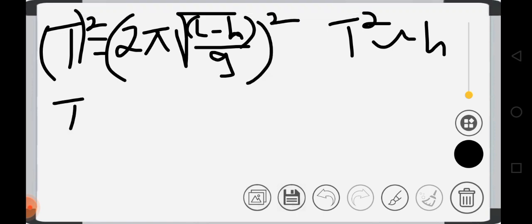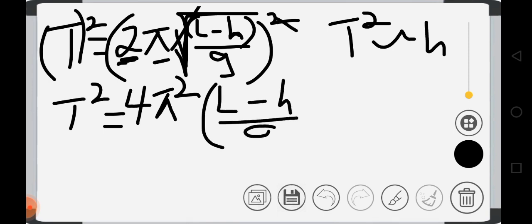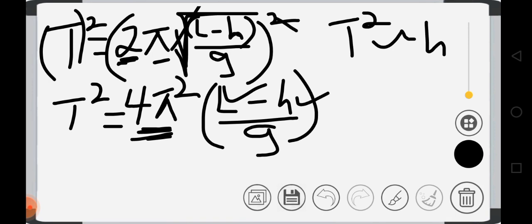So that we'll be having t square is equal to, if you square 2, what are you going to have? I'm going to have 4. If you square pi, you're going to have what? Pi square. If you take the square of a square root, this square will cancel the square root. Then I'm going to have L minus H over G. Then the next thing I'm going to do now, I'm going to open the bracket. I'm going to use this to multiply this L, also use this to multiply this H.